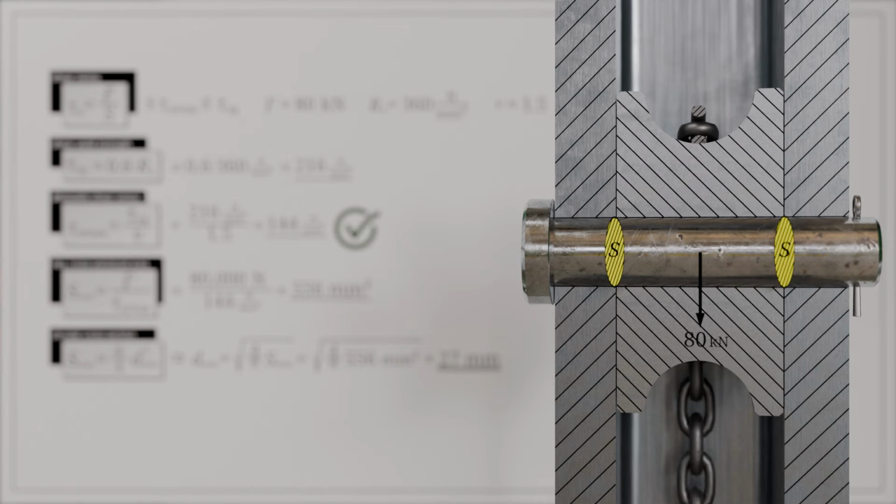The bolt is subjected to lower stress because the total force of 80 kilonewtons is distributed over two cross-sectional areas. Each cross-section is therefore loaded with only half of the original force. Consequently, the shear stress is reduced by half, since the force is no longer applied to a single cross-section but to two. We now calculate the required bolt diameter.